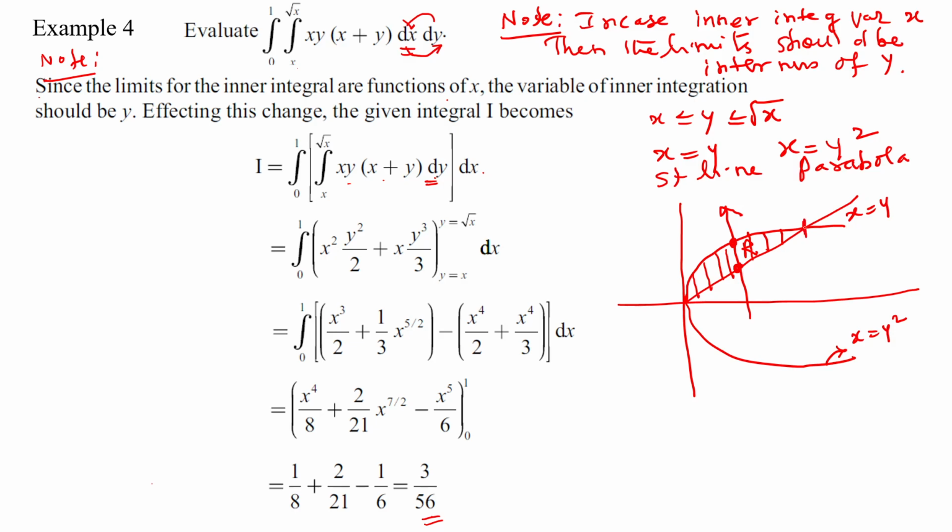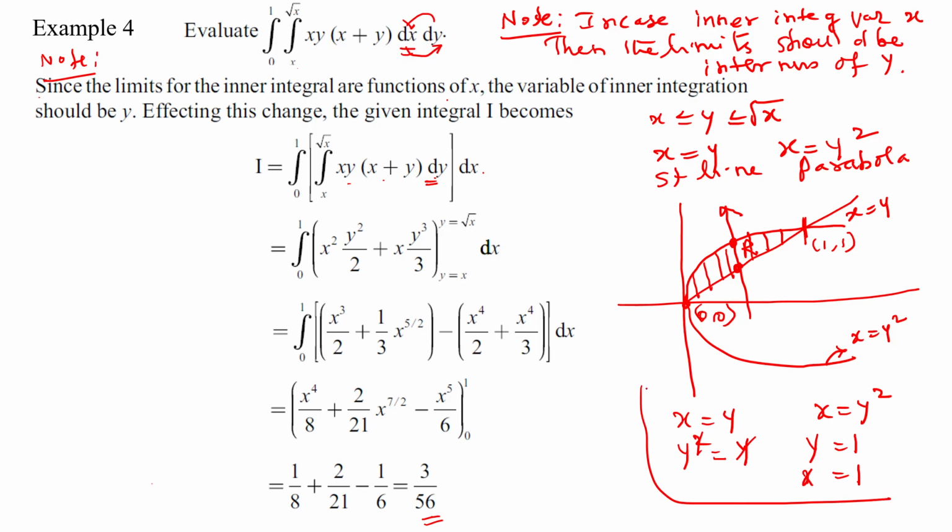Then how to find the intersection point? The intersection point is 1, 1, and the other intersection point is 0, 0, the origin. But how to identify these intersection points? That means the intersection of the straight line and the parabola. So x equal to y and x equal to y square. If you substitute x equal to y square here, you will get y square equal to y, then y gets cancelled, so y equal to 1. Therefore, when y equal to 1, x is also 1. So this is the intersection point. This is the way to identify the intersection point of any two shapes.